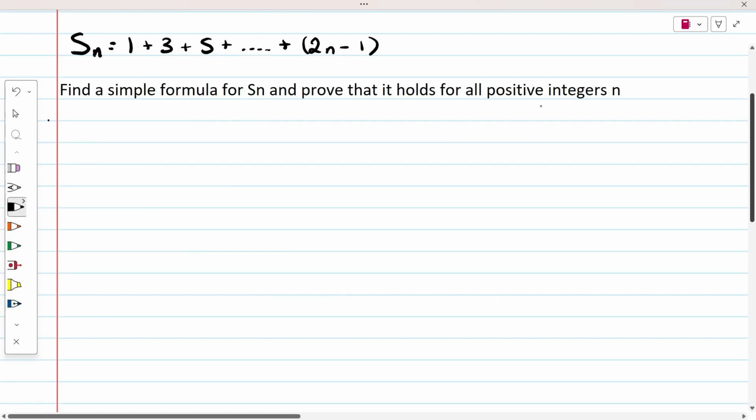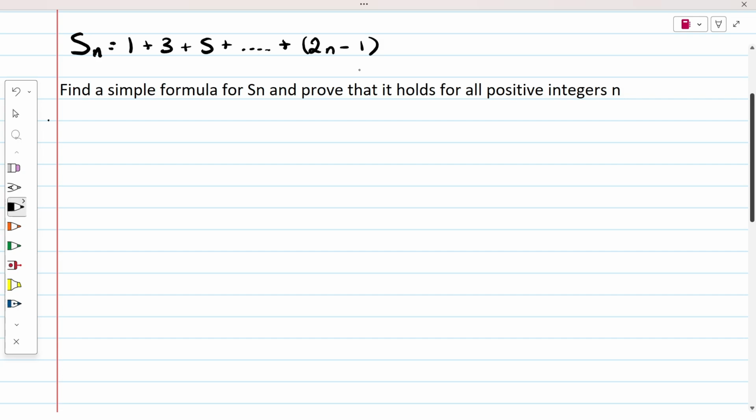For this example, we have S sub n, which equals 1 plus 3 plus 5 plus dot dot dot all the way up to 2n minus 1. This is basically just the sum of the first n odd integers. If n is 2, you're adding 1 and 3. If n is 3, we add 1, 3, and 5, and so on. We want to find a simpler formula for this, and then prove it using induction.